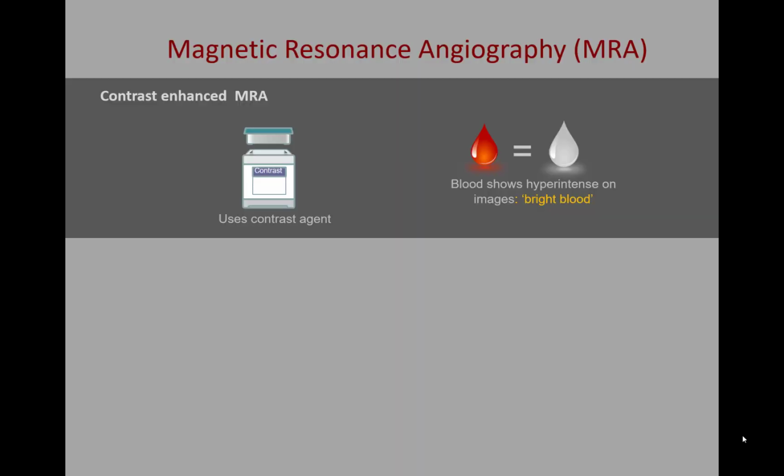One approach in MRA is to use what are called contrast-enhanced techniques. With contrast-enhanced techniques, we inject a contrast agent. The action of the contrast agent is to cause blood in the vessels of interest to appear effectively brighter than everything else. So contrast-enhanced imaging is a type of bright blood imaging. It's not the only type of bright blood imaging, but contrast-enhanced is always bright blood.